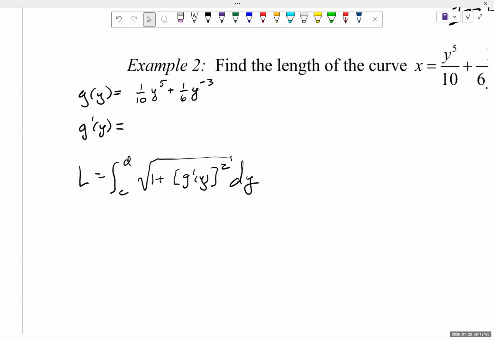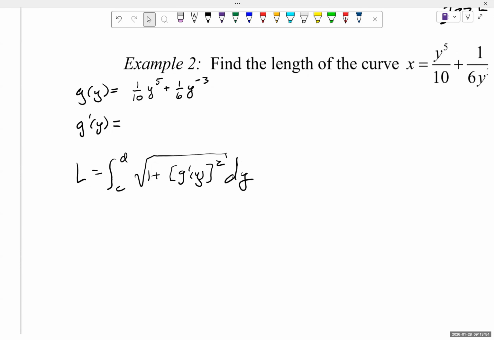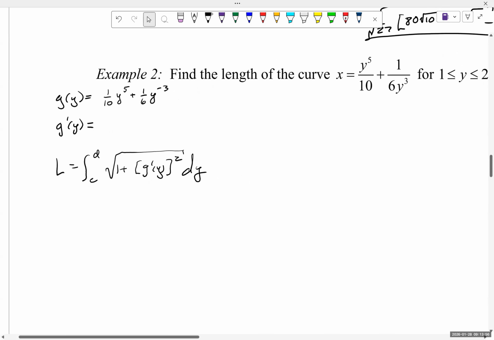All right, so I'm gonna steal from a group that's working on this. Here, let me catch up with where you guys are at. So are we getting a 1/2 y to the fourth minus 1/2 y to the negative fourth? Is that what we all got?